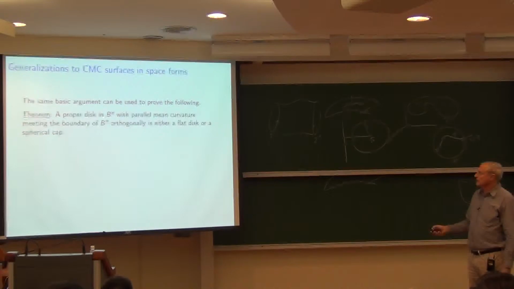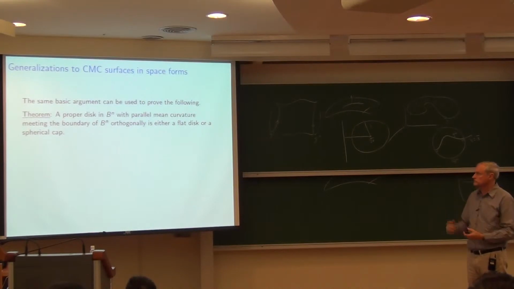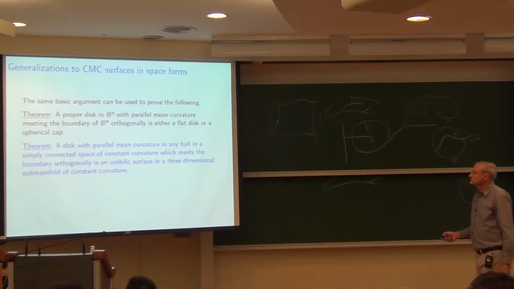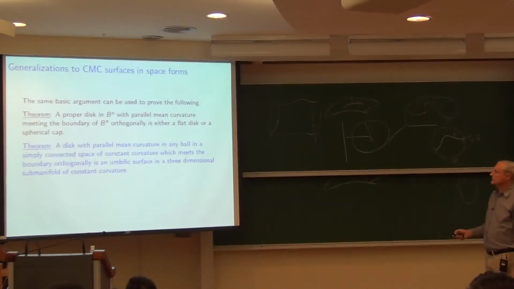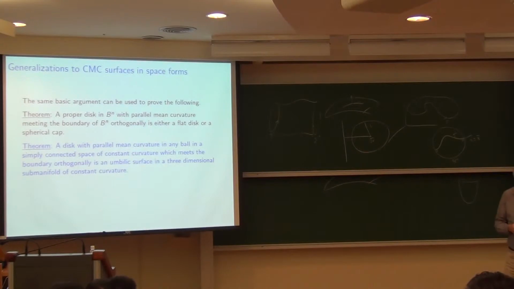So if you have in Bn a proper disk which meets the boundary orthogonally with parallel mean curvature, then it's either a flat disk, as in the previous case, or it's a spherical cap. So it lies in a copy of R3, or it's just a spherical cap that meets the boundary orthogonally. And it's also true for disks with parallel mean curvature in any ball in a simply connected space of constant curvature. It meets the boundary orthogonally, and then it's an umbilic surface. It lies in a three-dimensional subspace form.